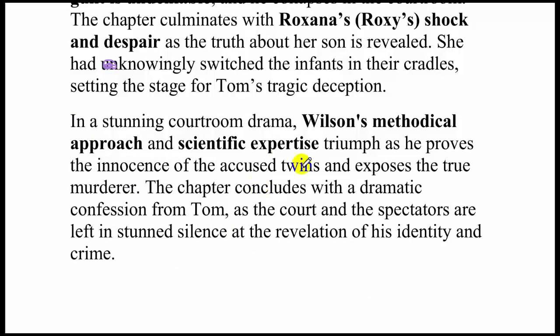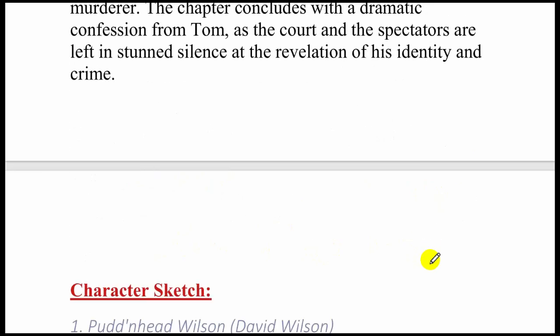In a stunning courtroom drama, Wilson's methodical approach and scientific expertise triumph as he proves the innocence of the accused twins and exposes the true murderer. The chapter concludes with a dramatic confession from Tom, as the court and the spectators are left in stunned silence at the revelation of his identity and crime.